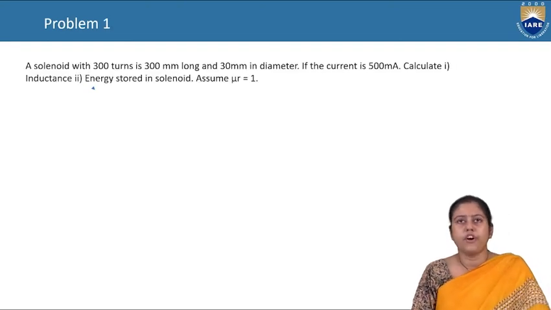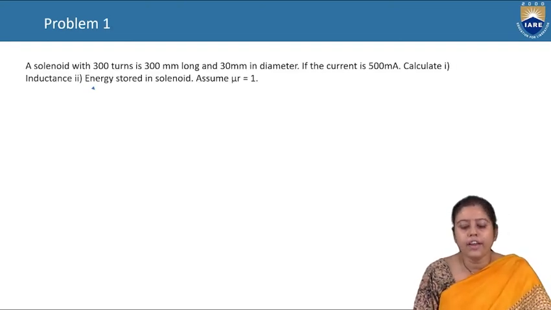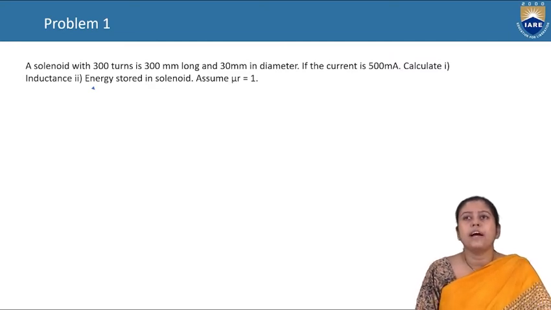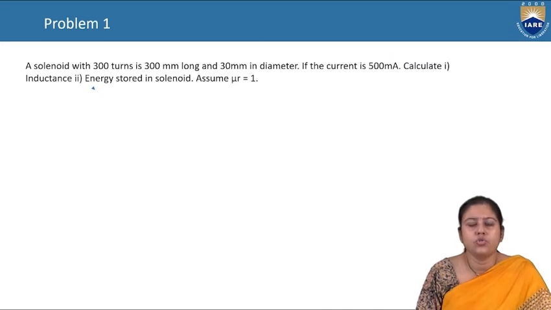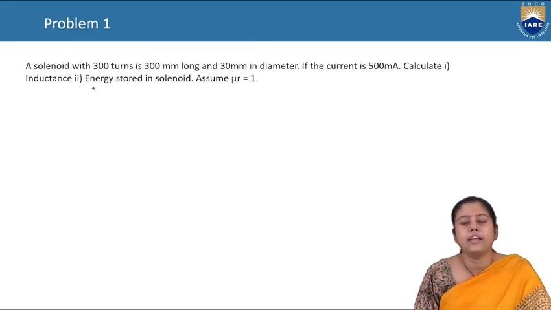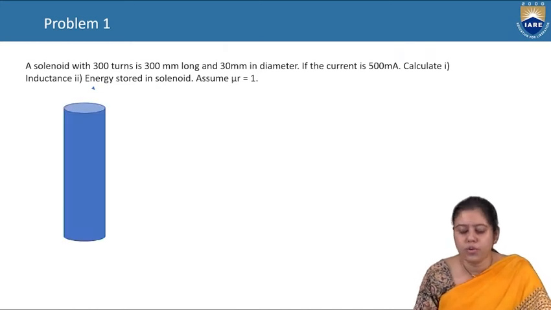Let's do the first problem. A solenoid with 300 turns is 300 mm long and 30 mm in diameter. If the current is 500 mA, number 1, calculate the inductance, and number 2, calculate the energy stored in the solenoid. We are assuming the relative permeability mu r equals 1.